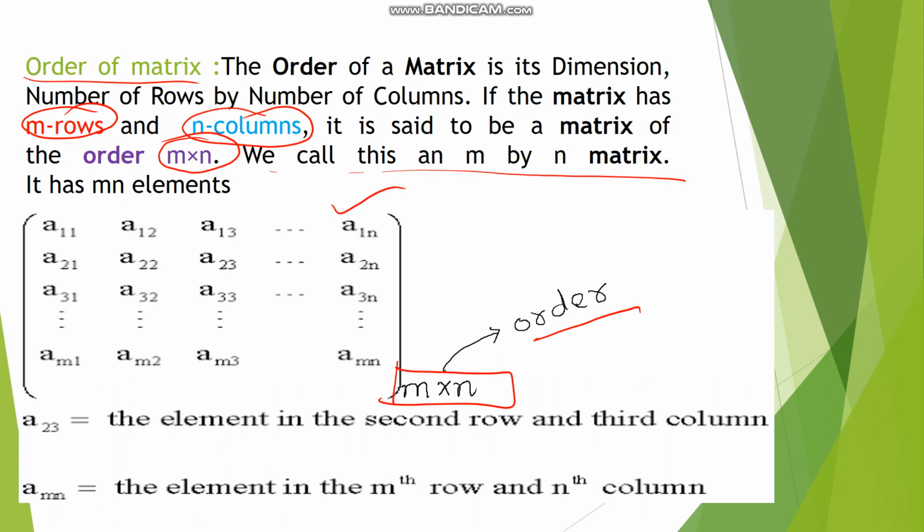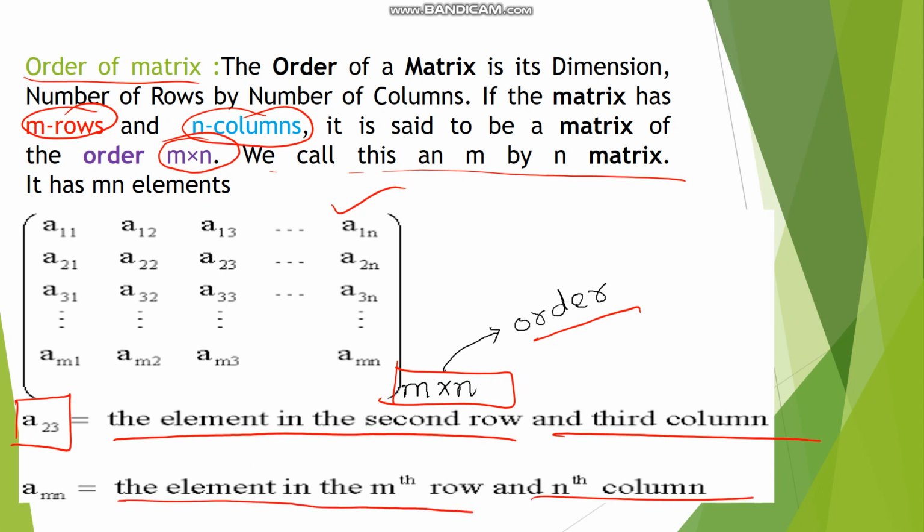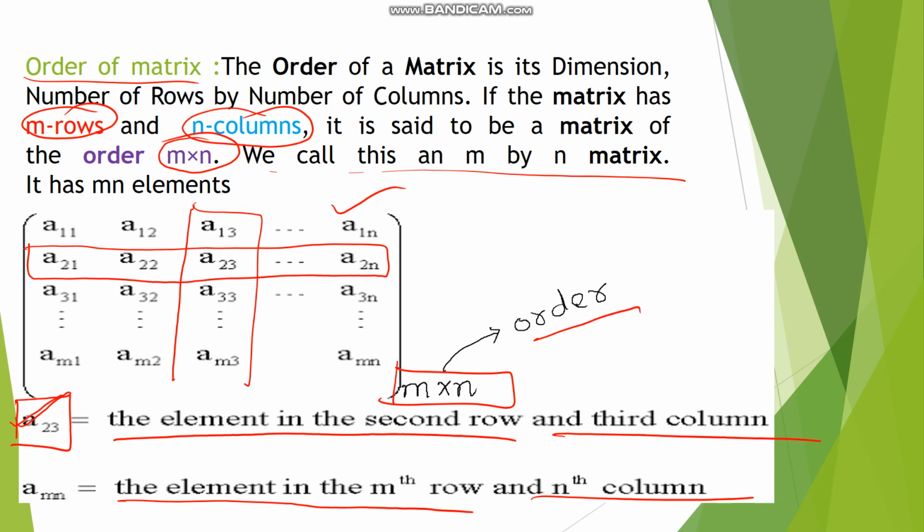As you see the elements of matrix A11, A12, A13. So the representation A23 shows the element in the second row and third column. In general, Amn means the element of the mth row and nth column. Take A23: second row, third column. See, this is the second row and this is the third column. Second row, third column, A23.